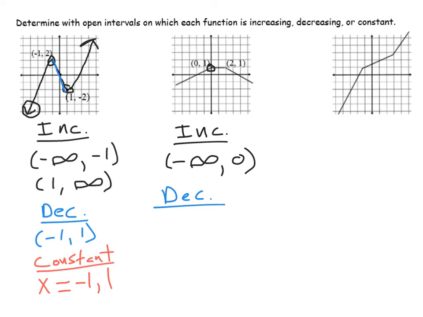Let's go look where it's decreasing. After it's done being a little constant graph, it changes right here and starts to go down. So it looks like anything past 2, we'd call that graph decreasing. Anything past 2.